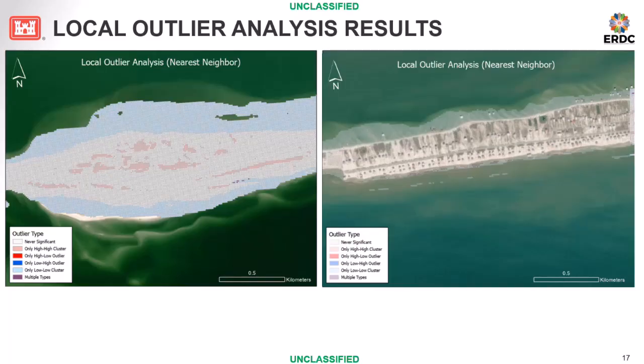So the local outlier analysis distinguishes between low-lying overwash flats or low clusters and elevated dune berm features, high clusters. And so with the appropriate data, this tool can be sensitive to both natural and human-influenced elevation anomalies.